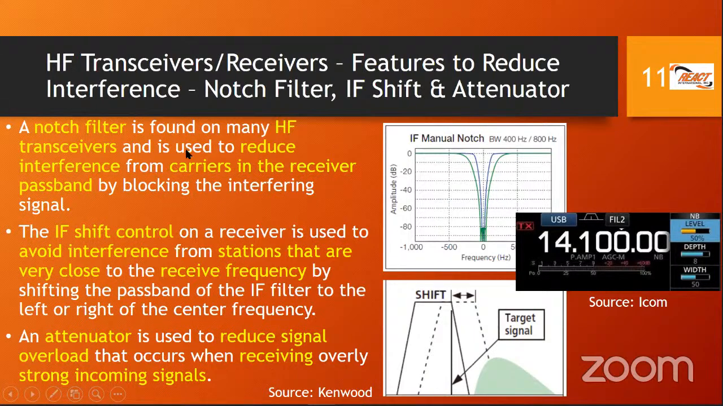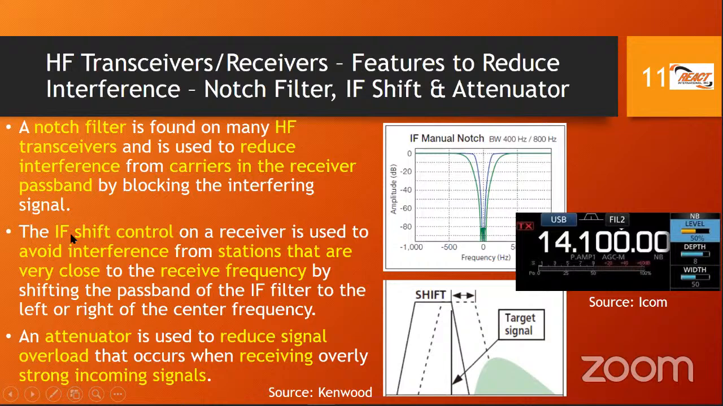So we say a notch filter that is found in many HF transceivers is used to reduce interference from carriers in the receiver passband by blocking the interfering signal. So any of that interference in the passband is notched out. So it's called a notch filter. Yet another feature. So these are all features in radios. And the better the radio, the more of these features they tend to have and the better the quality of these features. Another one is called the IF shift control.